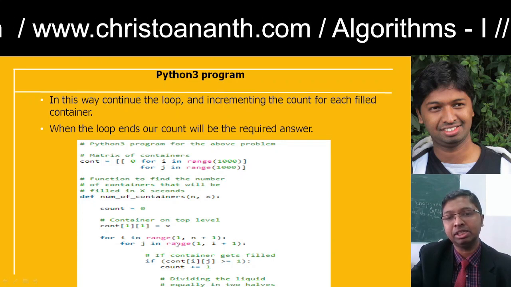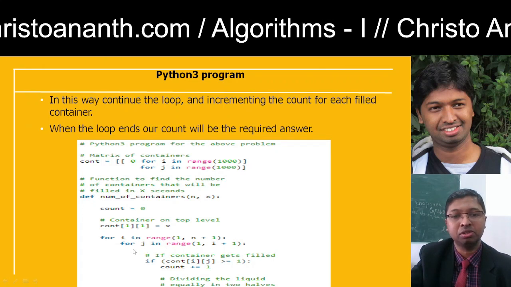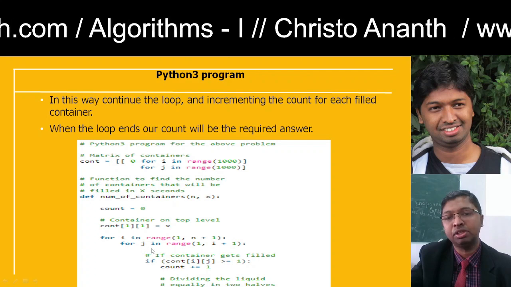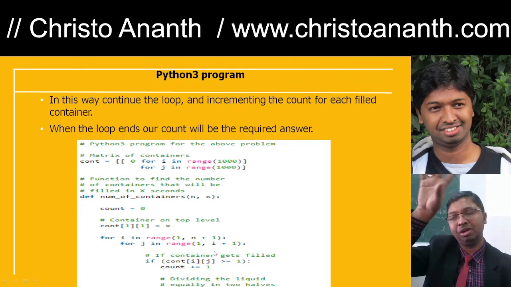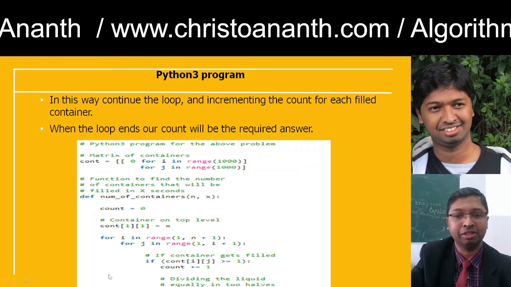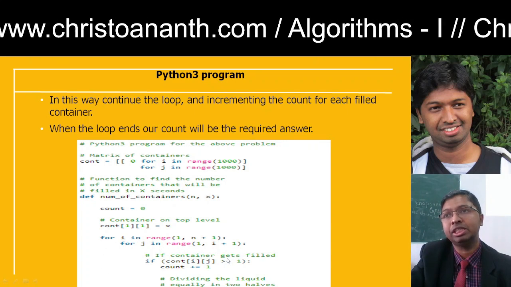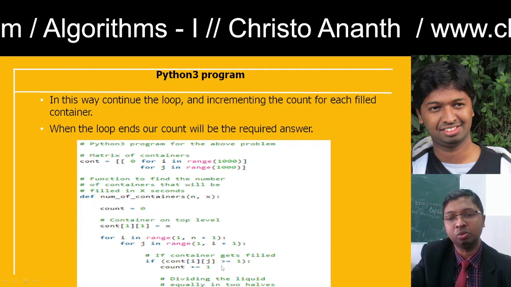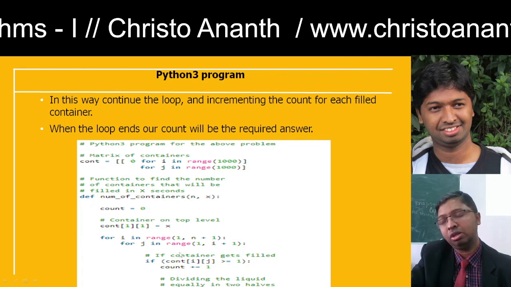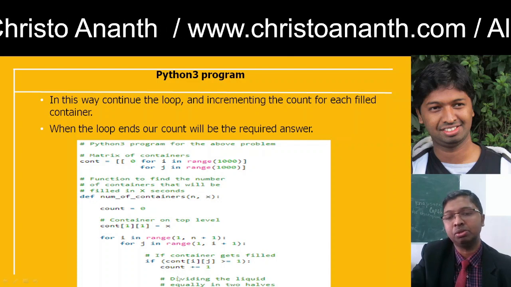So for i in the range 1 comma n plus 1, within the inner loop you will have for j in the range 1 comma i plus 1. That is how we earlier started off. If the container gets full, so if container of i j is greater than or equal to 1, then you increment the count. So count plus equal to i.